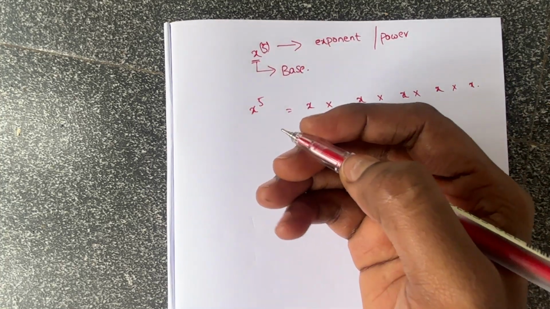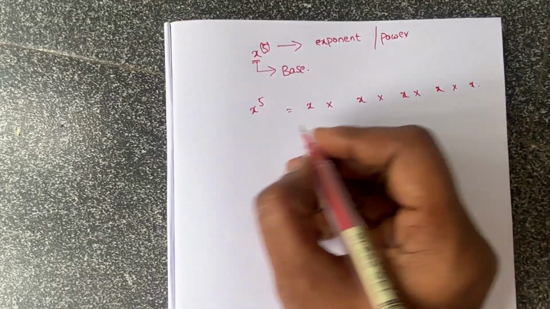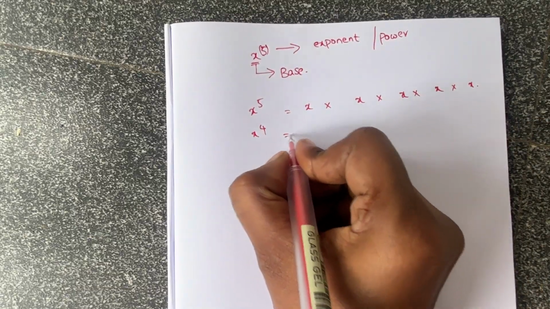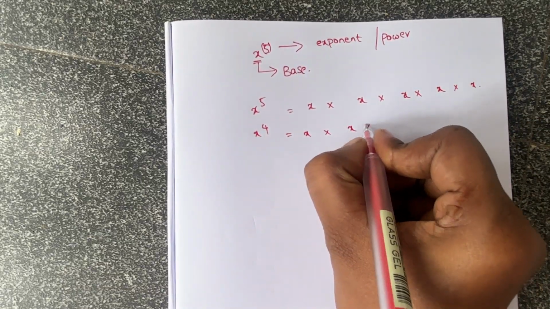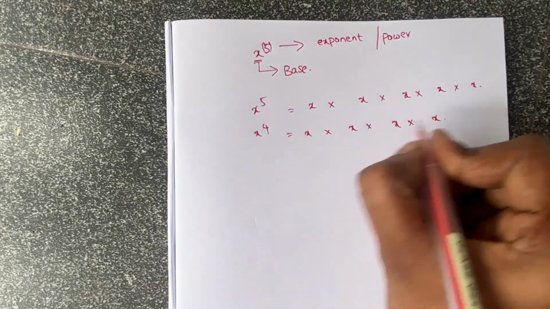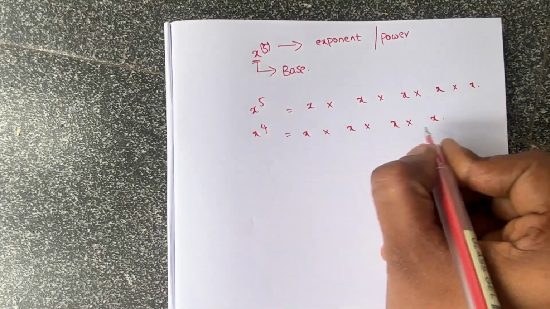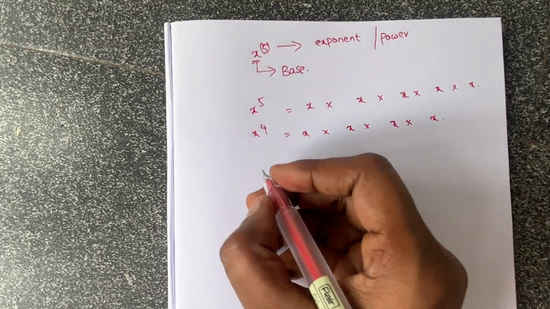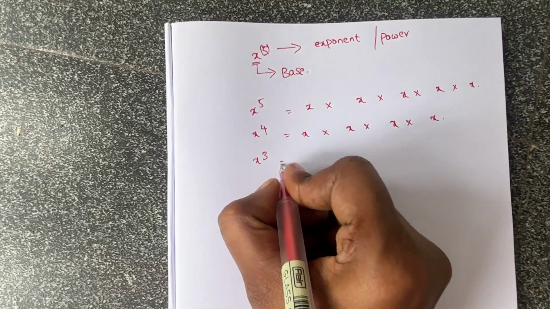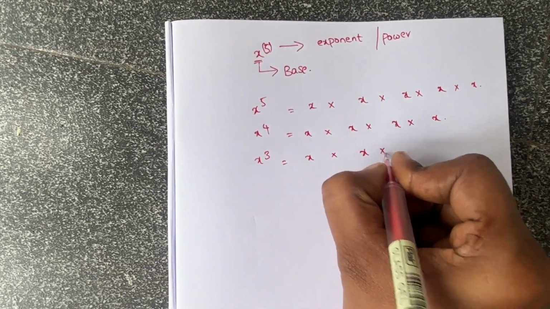Now let us continue. x to the power of y you write like this, and x to the power of 4 we write as x into x into x into x. Basically you multiply the base 4 times, which is your exponent. Same way x to the power of 3 is x into x into x, right?